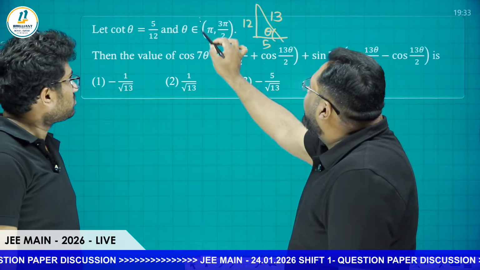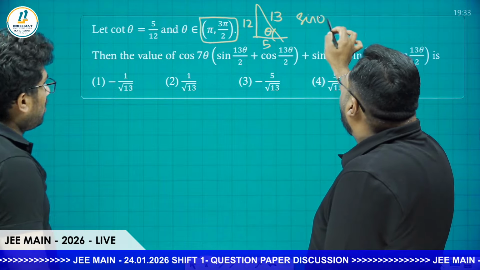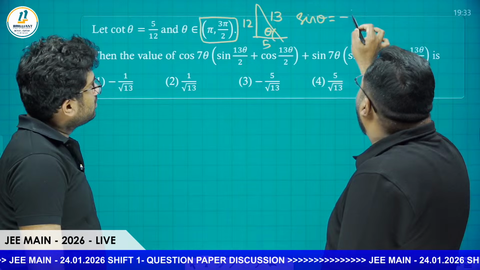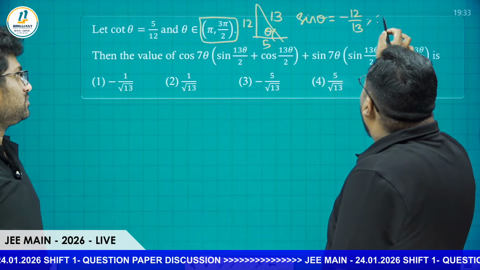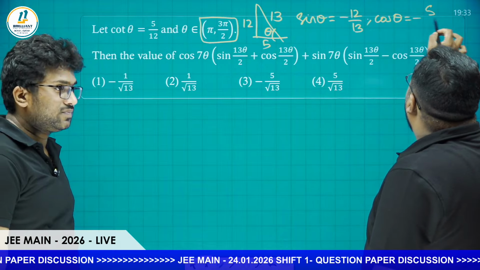And it's in the third quadrant, my dears. Careful. So your sin theta, obviously in the third quadrant, is negative 12 by 13. And cos theta is going to be minus 5 by 13.